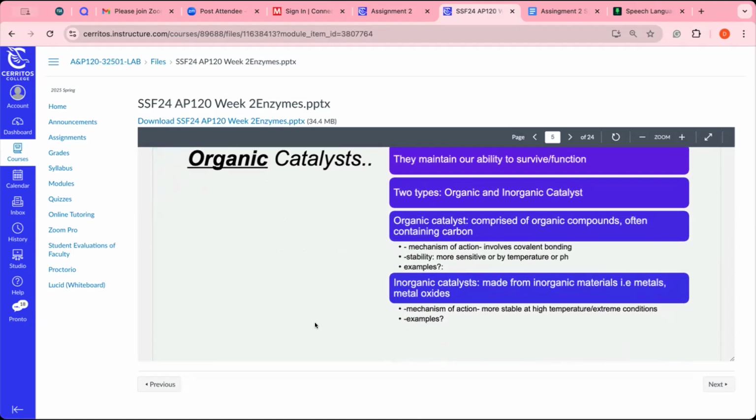Inorganic catalysts are made from inorganic materials like metals or metal oxides. Those mechanisms of action are more stable at high temperatures or under extreme conditions.